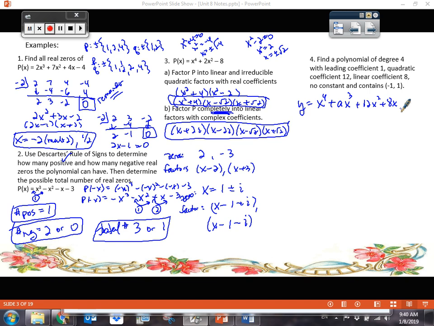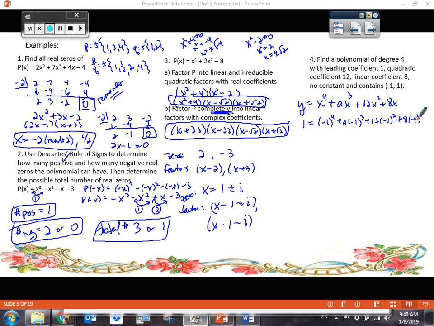Why do you think they give us that point? To plug it in to find a, right? That's why they do that, because we need to know what a is. So this is my x value, this is my y value. I'm going to substitute that in and solve for a. So y is 1. Let's see, we have (-1) to the 4th plus a times (-1) cubed, plus 12 times (-1) squared plus 8 times -1.